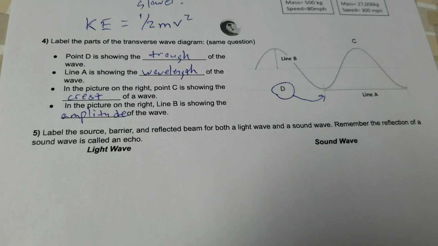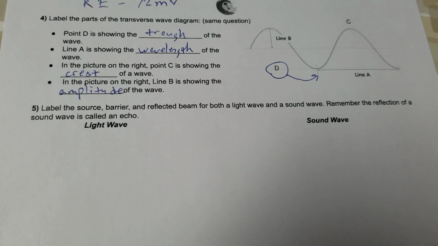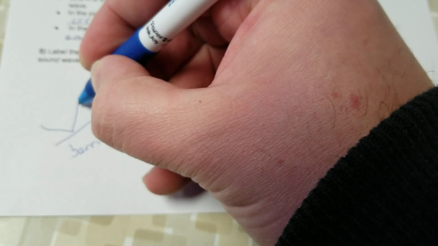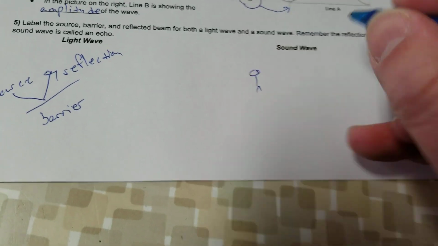Okay, label the source, barrier, and reflected beam for both a light wave and a sound wave. You're only going to need to do one on the test. Light wave, we're going to just draw a mirror. And let's see, source, reflection. And for the sound wave, I'm going to draw a guy.